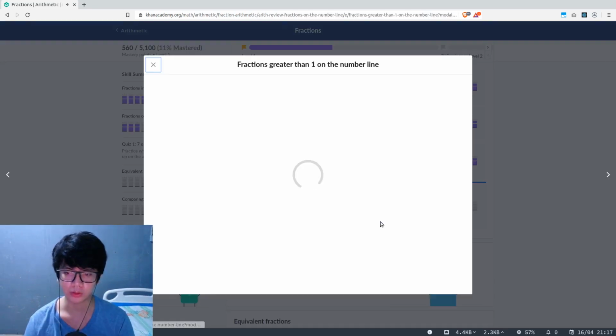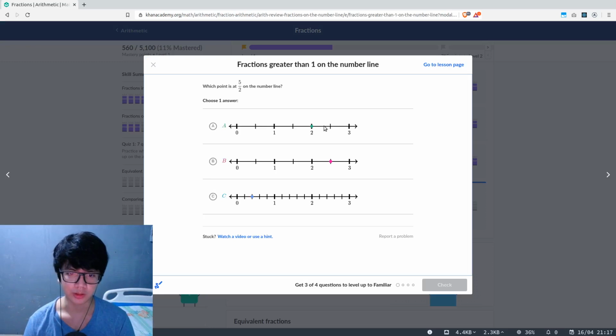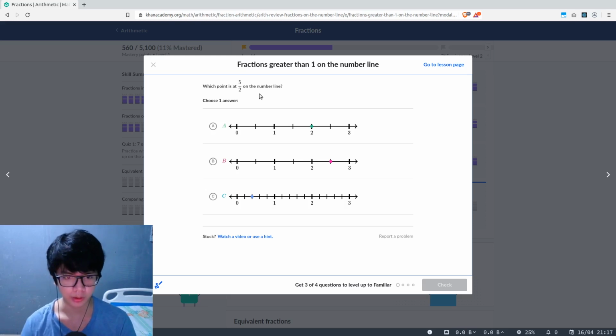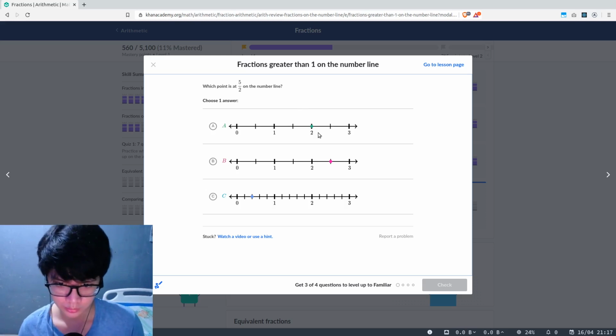Fractions greater than 1 on the number line. Okay, this is going to be hard. Which point is at 2/5 on the number line? Oh, this one's pretty hard.